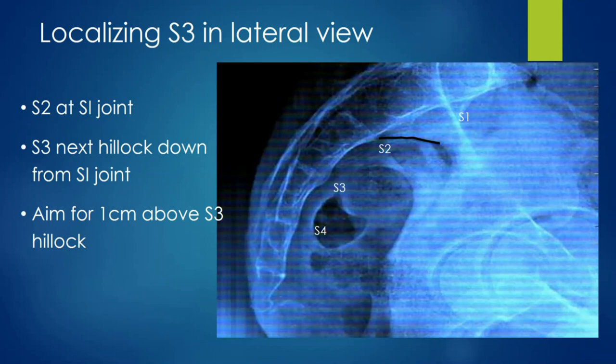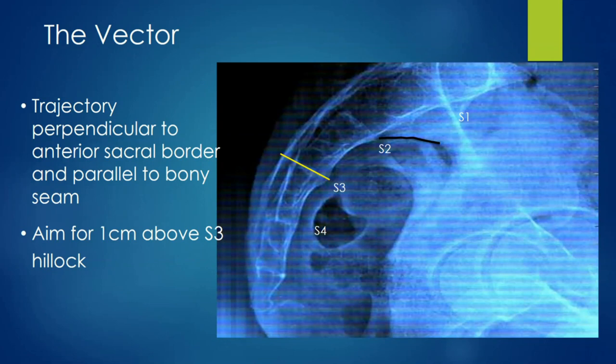Where you want to be with your needle is going to be about a centimeter above the top of the hillock. That's kind of a general thing that I use. And you want it to be parallel with the bone seam, or perpendicular to the anterior sacrum. So those are two things that you can use when you're thinking about how you want to get your needle placed, right? The trajectory, again, is going to be here. It's going to be parallel to this, but it's going to be about a centimeter above. So we'll look for that.